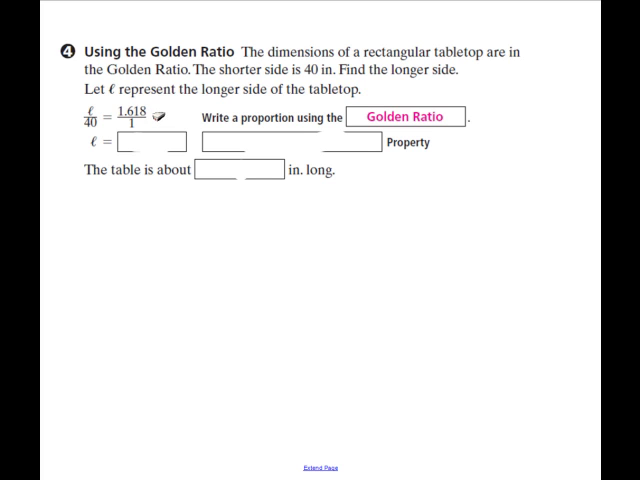This is how I would set it up, right? We know that we want to solve for L. So the best thing to do is have L in the numerator, right? When you solve for something, you want it to be in the numerator. So let's put L in the numerator, which means 40 must be in the denominator.